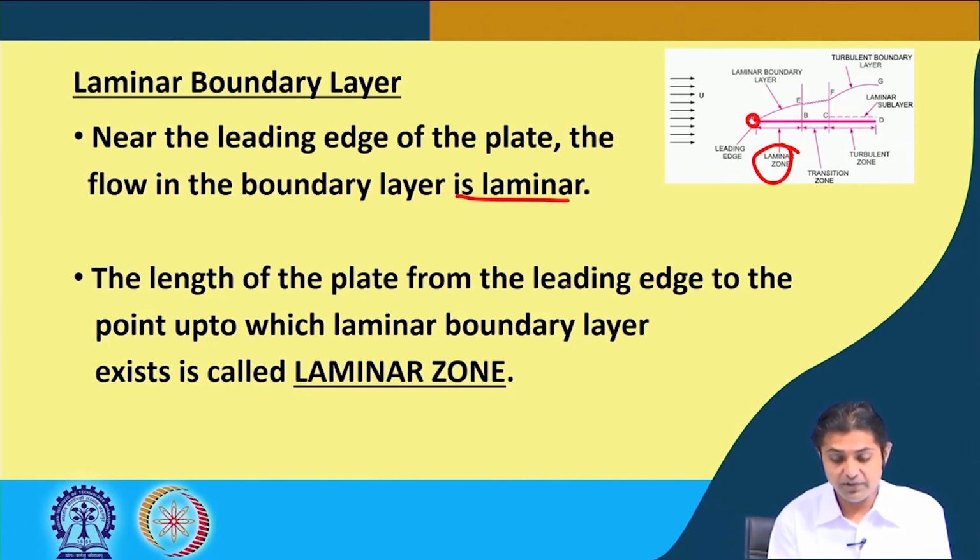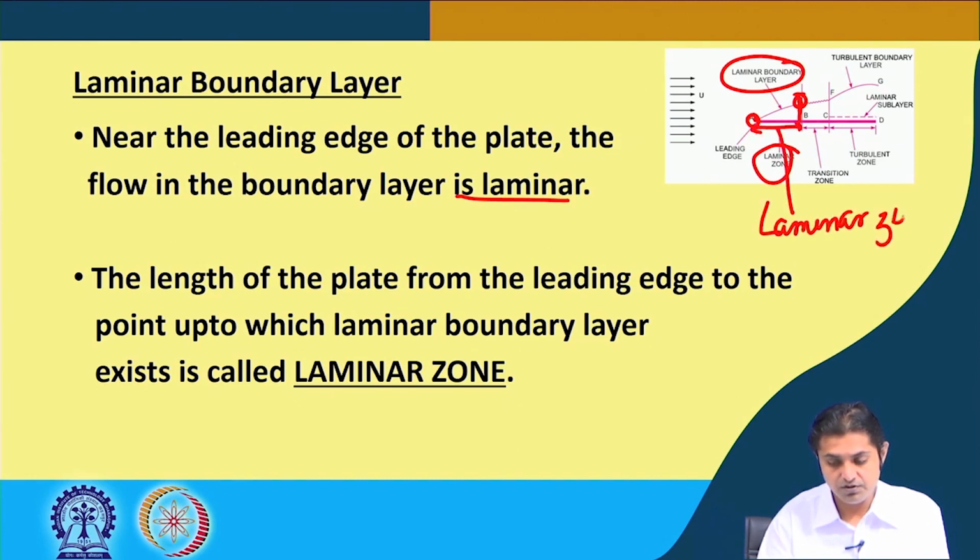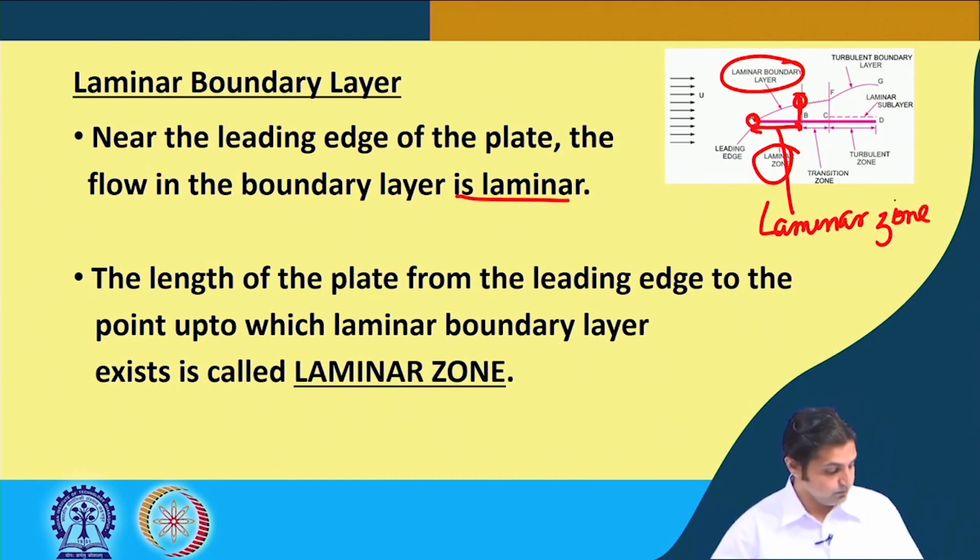So, the length of the plate from the leading edge to the point where the laminar boundary layer exists, here the laminar boundary layer is existing until this point as indicated in this diagram. So, this distance is called the laminar zone. This one here.